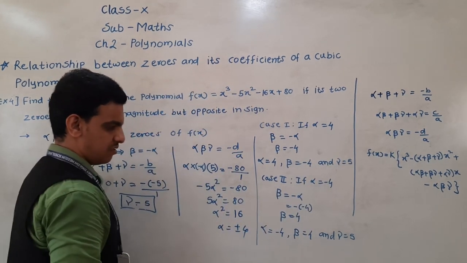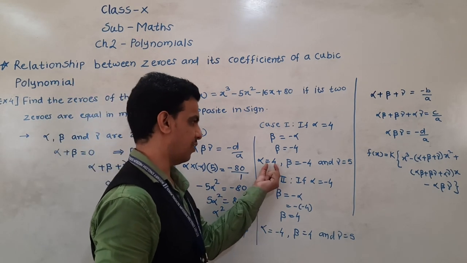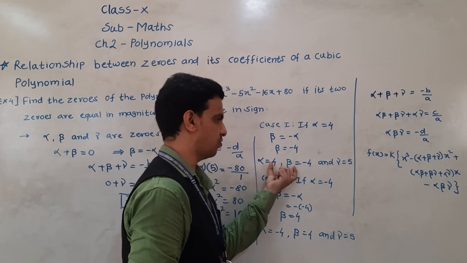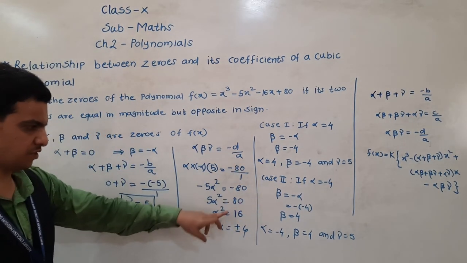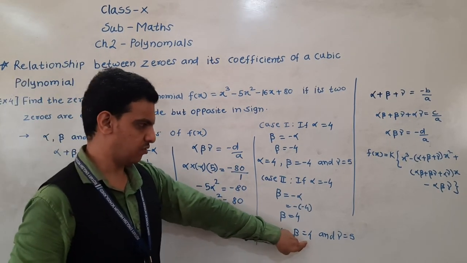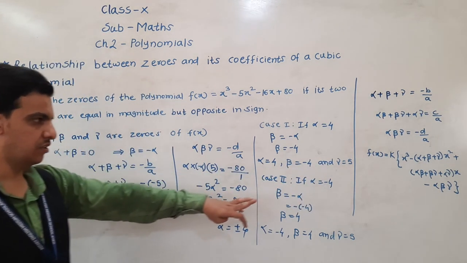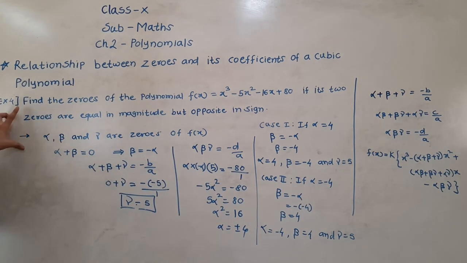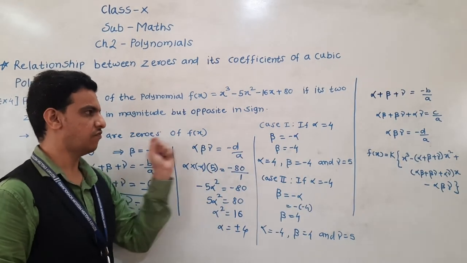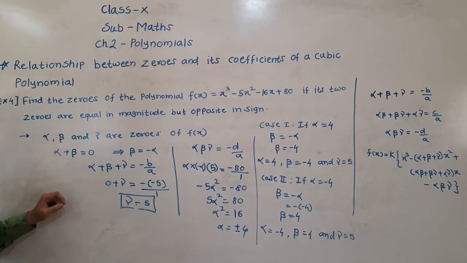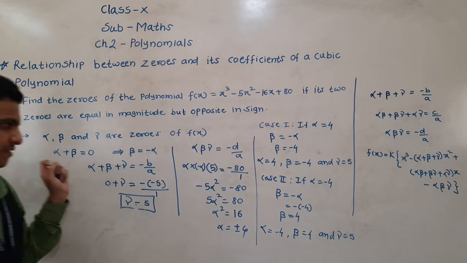Okay, the zeros are the same, but the values of alpha and beta are different. Okay, so if alpha is 4, beta is minus 4. If alpha is minus 4, beta is 4, and gamma is constant. Okay, so the three zeros are minus 4, plus 4, and 5. Okay, now we will take the next example.